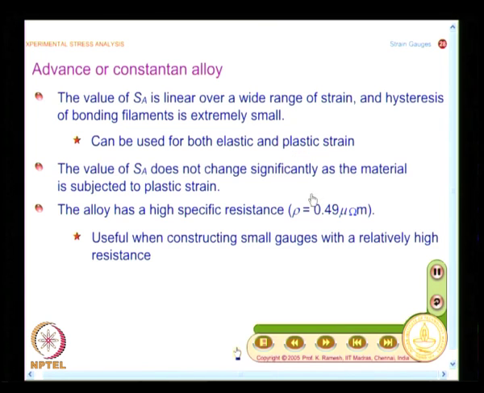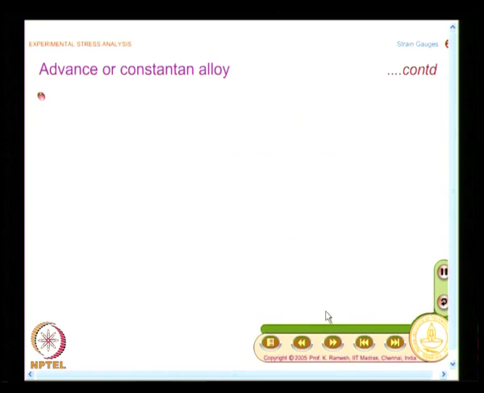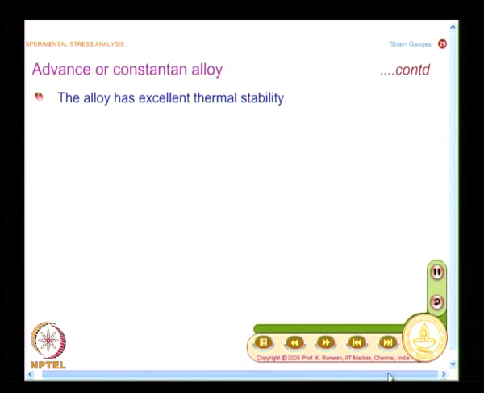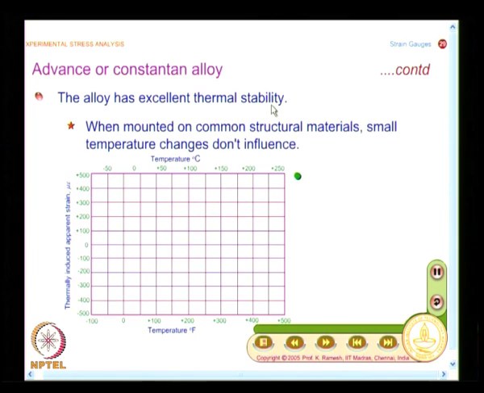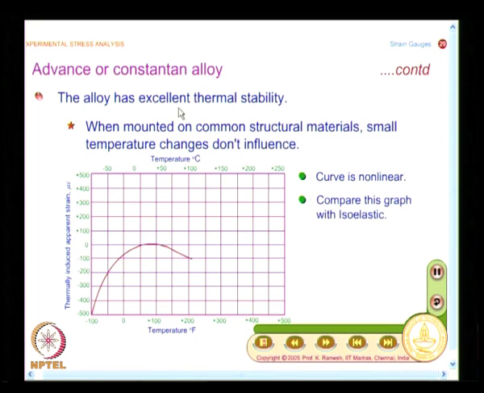And we have also noted that advance has a very high specific resistance. And what is the advantage of this? This is useful when constructing small gauges with a relatively high resistance. Another aspect you will look at is its thermal stability, and I have already mentioned that it is a relative term. In comparison to other strain gauge alloys, it has better thermal stability.